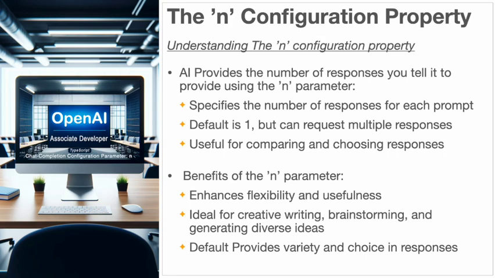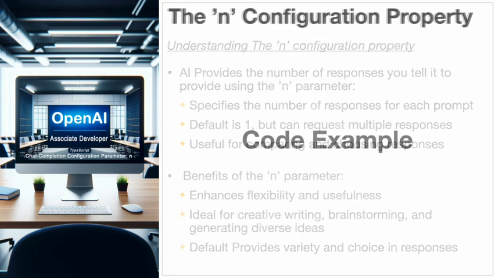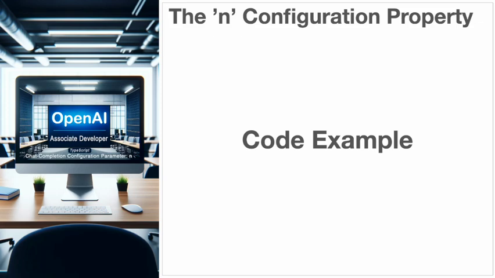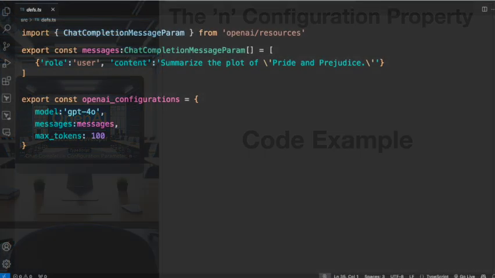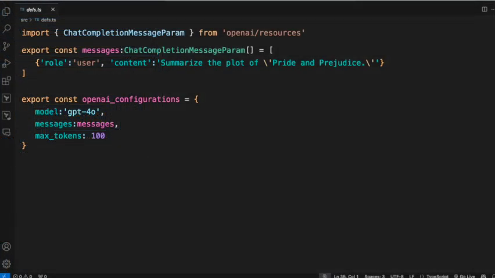Let's jump back into our code and add the N property to the configuration object. In our defs file, you can simply add the N property into your OpenAI configuration object and give it a numeric value. While you can set this to any number, it's generally good practice to keep it to a small number to avoid excessive token consumption. Here, we'll set our N property to 3. This instructs the API to generate 3 different responses for the given input prompt.